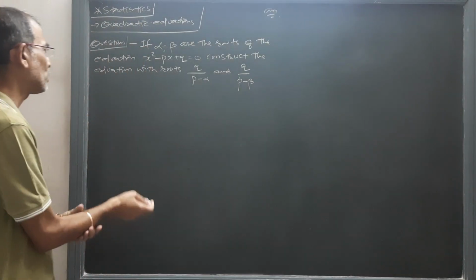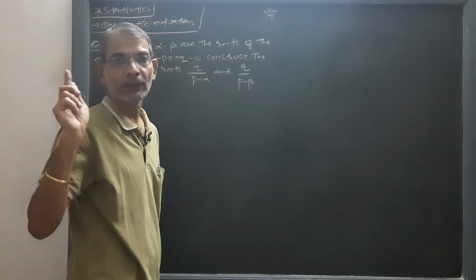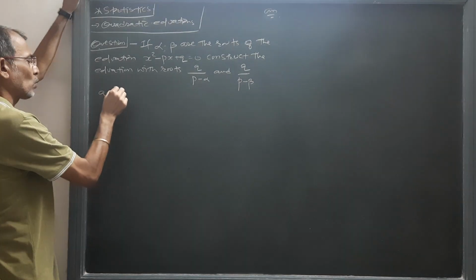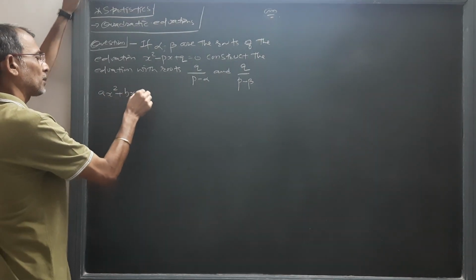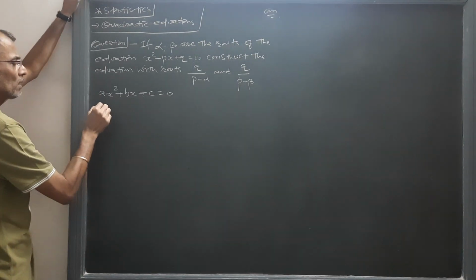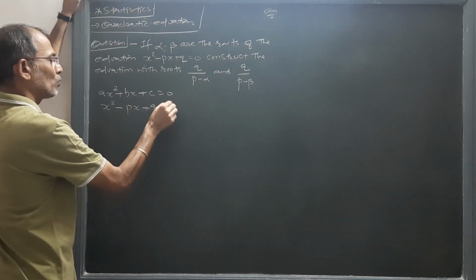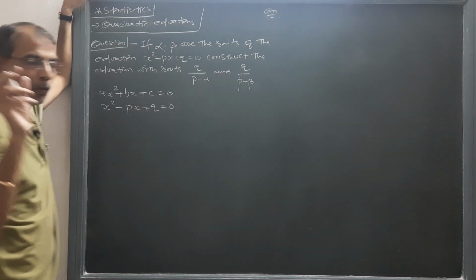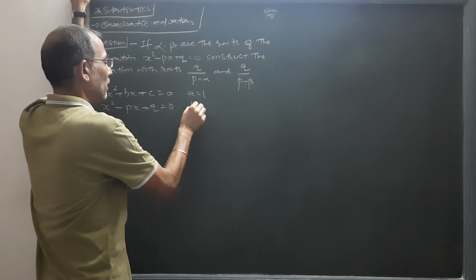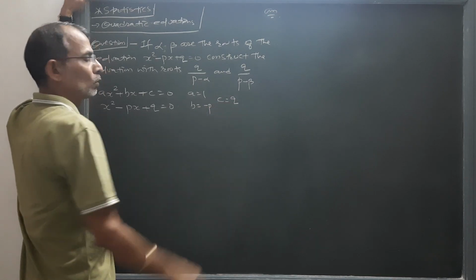Now, first of all, students, if we compare this equation with the standard equation ax square plus bx plus c is equal to 0, and the given equation is x square minus px plus q is equal to 0, then comparing both these equations, we can see that a is equal to 1, b is equal to minus p, and c is equal to q.